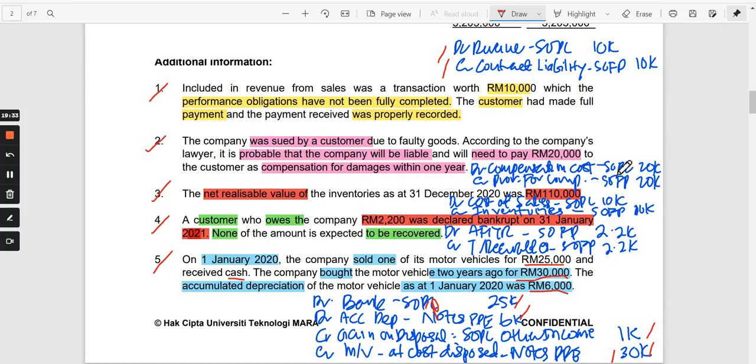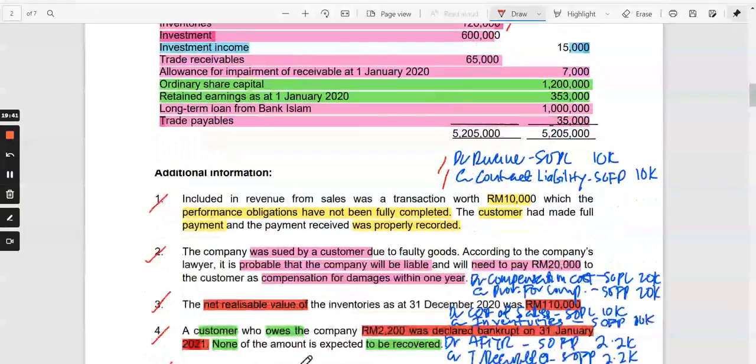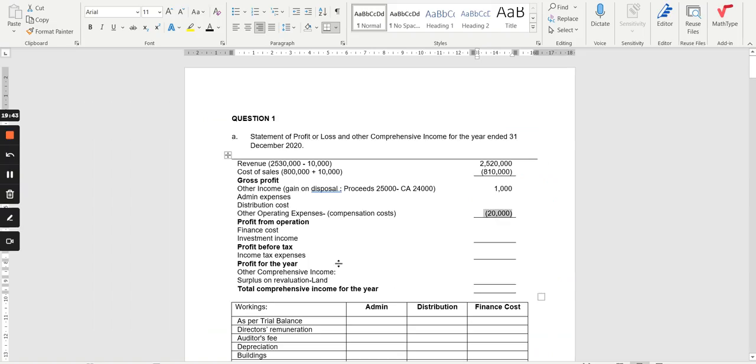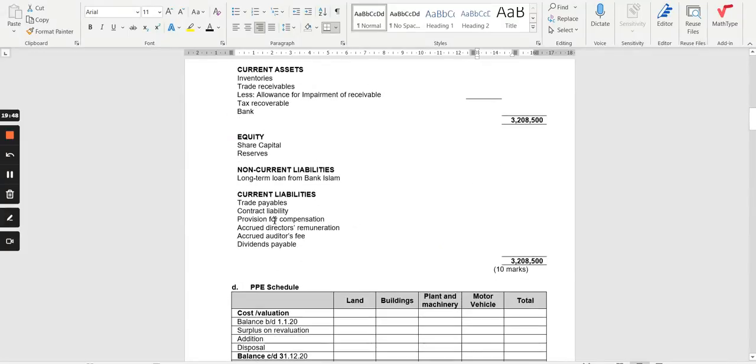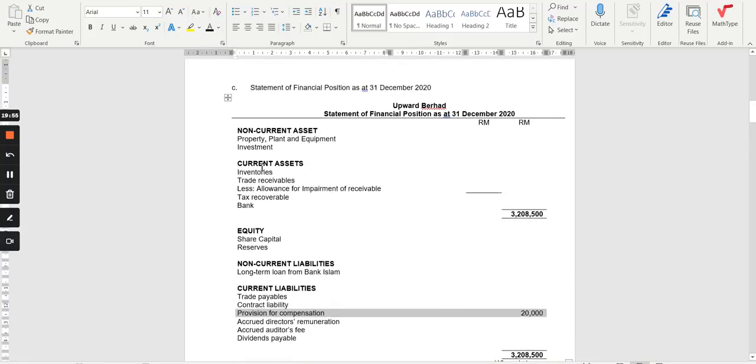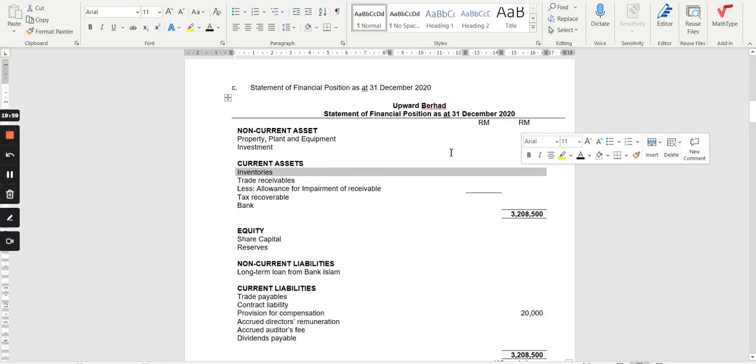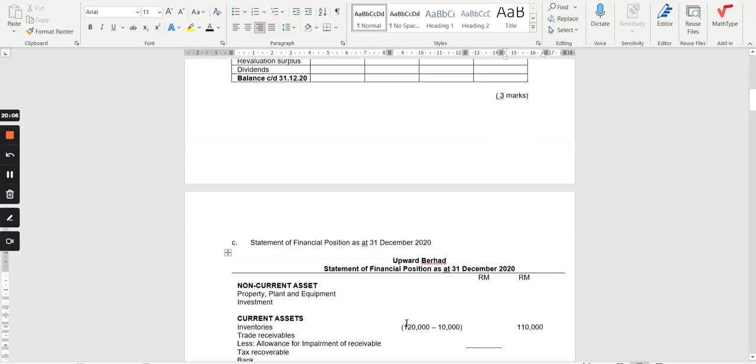I put it under other operating expense, and at the same time it has to be shown as a provision under your current liability. Let me show you. It has to be here, provision for compensation. The figure should be 20,000. Next, the inventories also should have been adjusted because of our write down that we have done earlier. So it should be written down to 110. Make sure you do that.